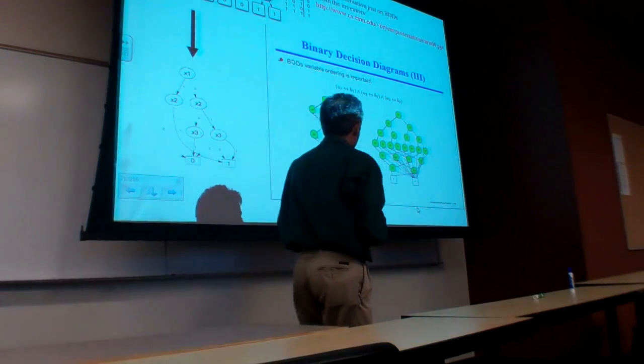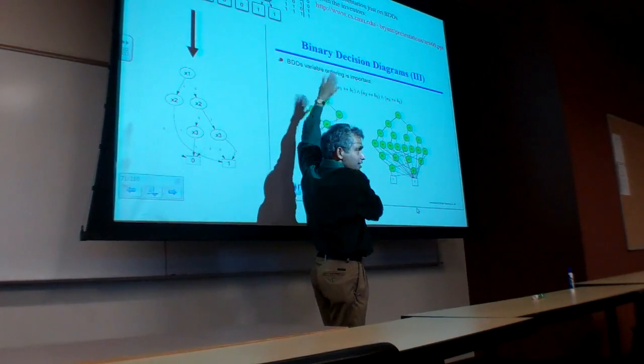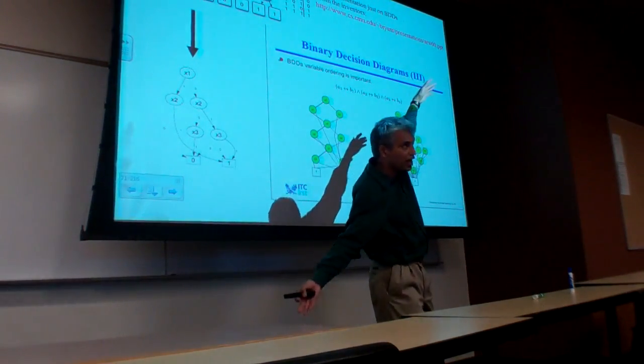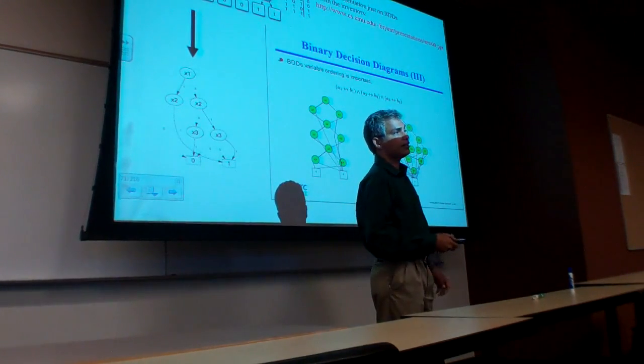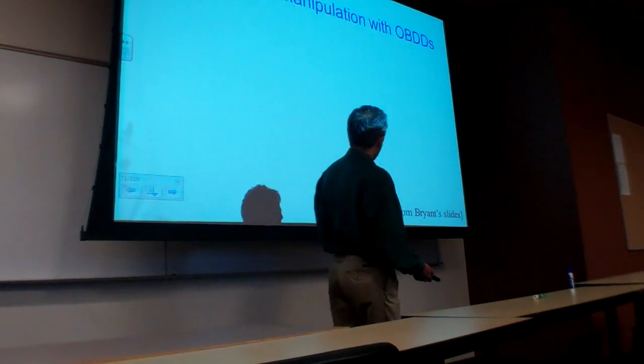Okay? So in this case, of course, we hope that we pick this order and then we'll always stick to it. So in this case, we win. But in some other formula, the BDD might become larger because there would have been a smaller one if you used a different representation.